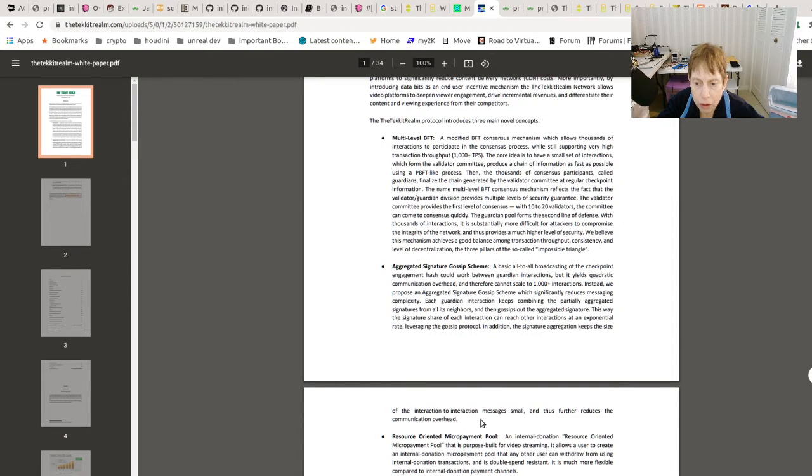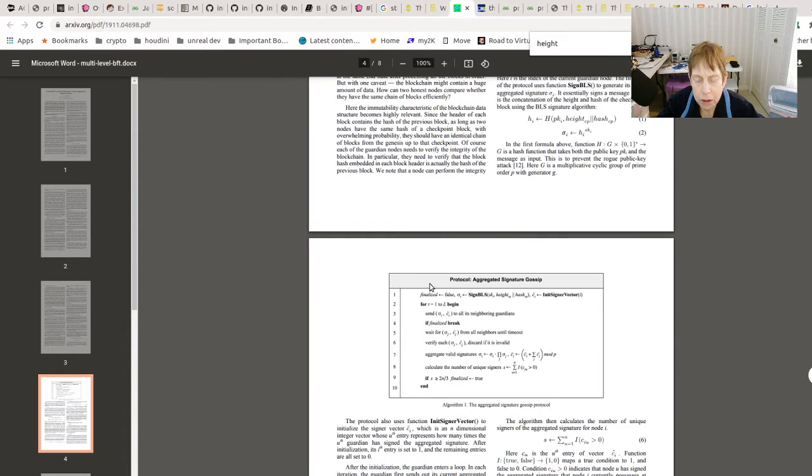So the whole idea is by aggregating the signatures together as they go, rather than a one-to-one, you can greatly reduce the number of messages that are sent in this multi-level consensus. So let's have a look. This is the official paper that goes into it, from the Theta project.